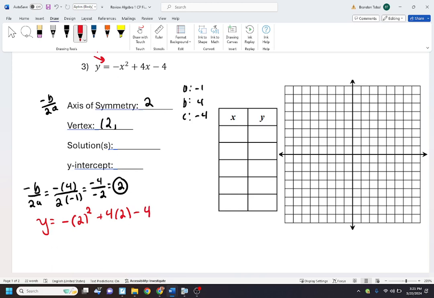So in this situation, guys, the number I'm plugging in goes into parentheses, and the number I'm plugging in is 2. Watch this. The first thing that happens, guys, is 2 squared. So it's going to be negative 4.